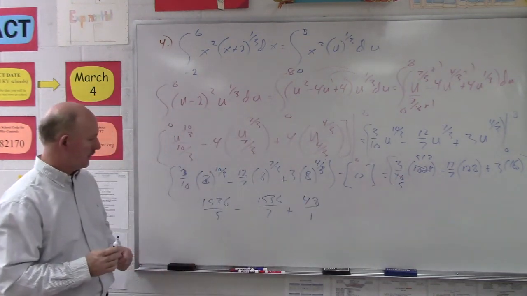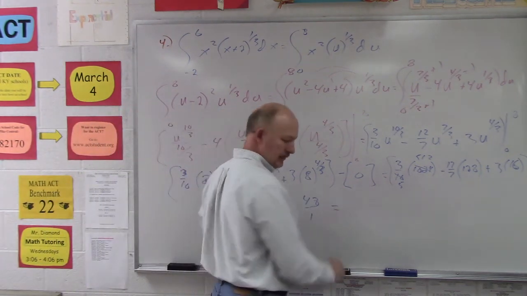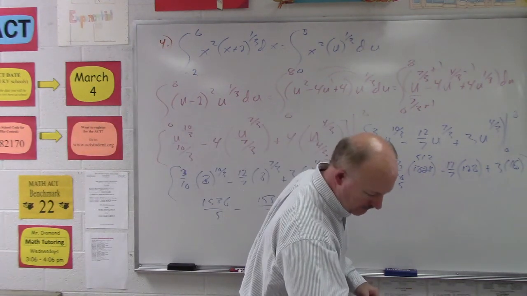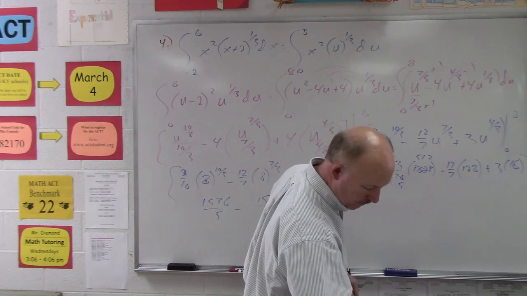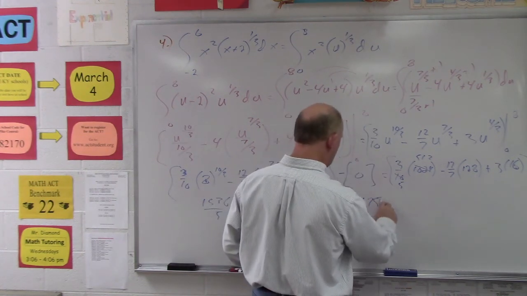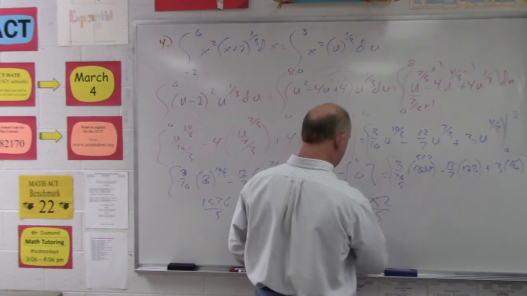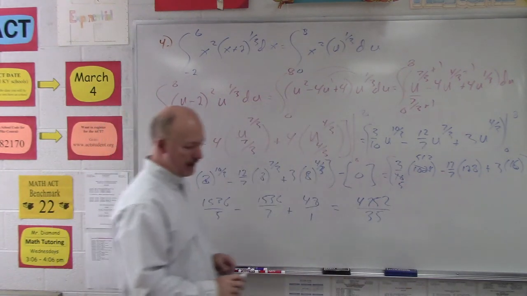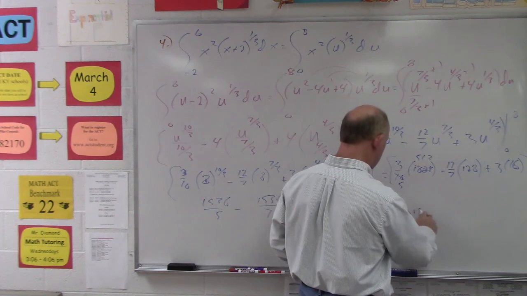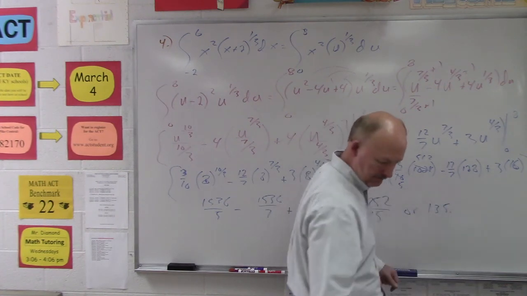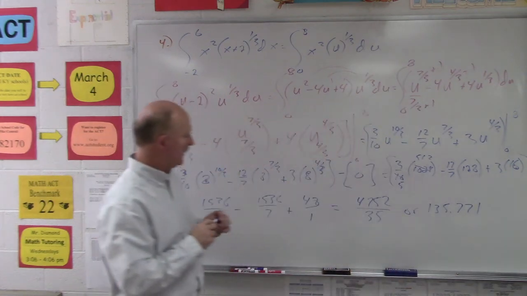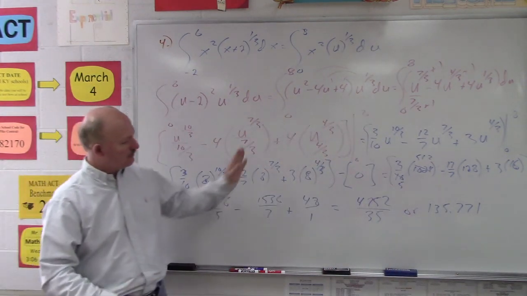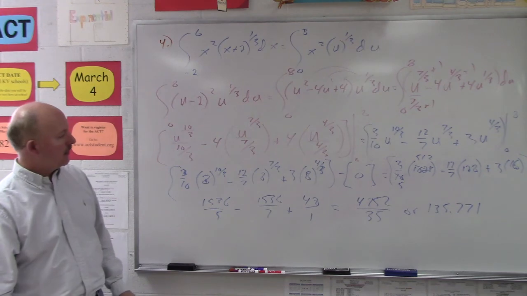Now, combining each of these gives us, I'm going to go ahead and skip over the arithmetic, 4,752 over 35. So you have at least come to the denominator of 35. And as a decimal, this would be 135.771. From what I can tell, I believe we got everything correct. I did most of the arithmetic here to show you how that goes.